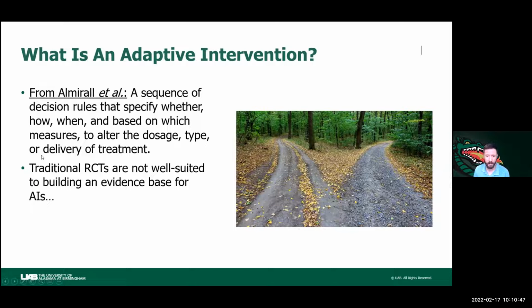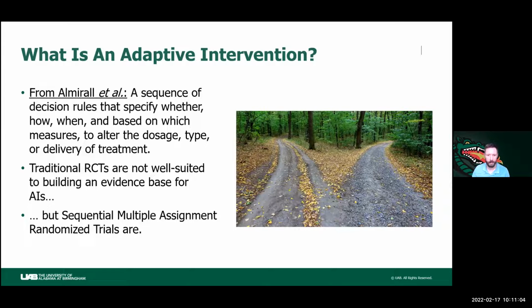Additionally, the traditional gold standard two-arm parallel design randomized controlled trial is not well suited to building this evidence base because the participants are locked in, so to speak, to a treatment for the duration of the study. There's no adaptation for suboptimal responders. However, the sequential multiple assignment randomized trial was designed for exactly this purpose. This is what it was designed to do.